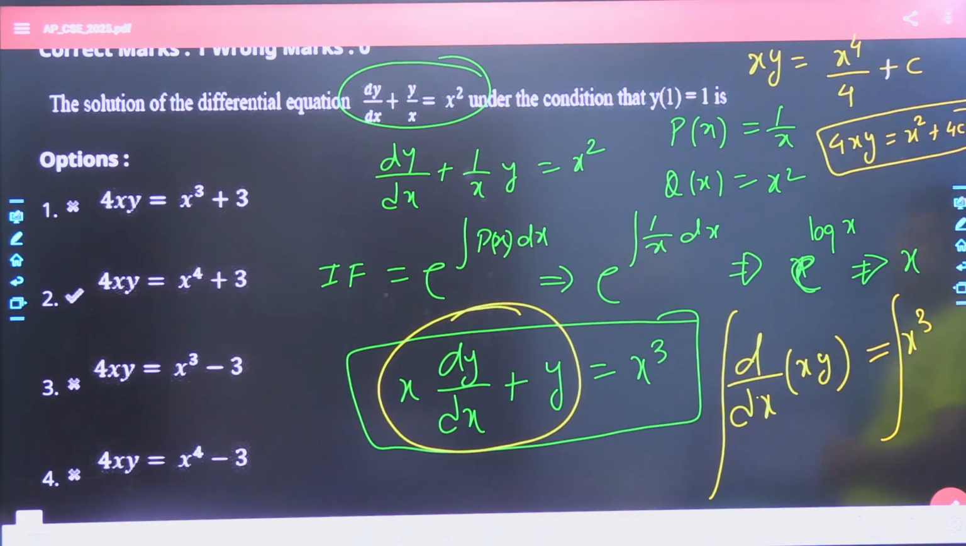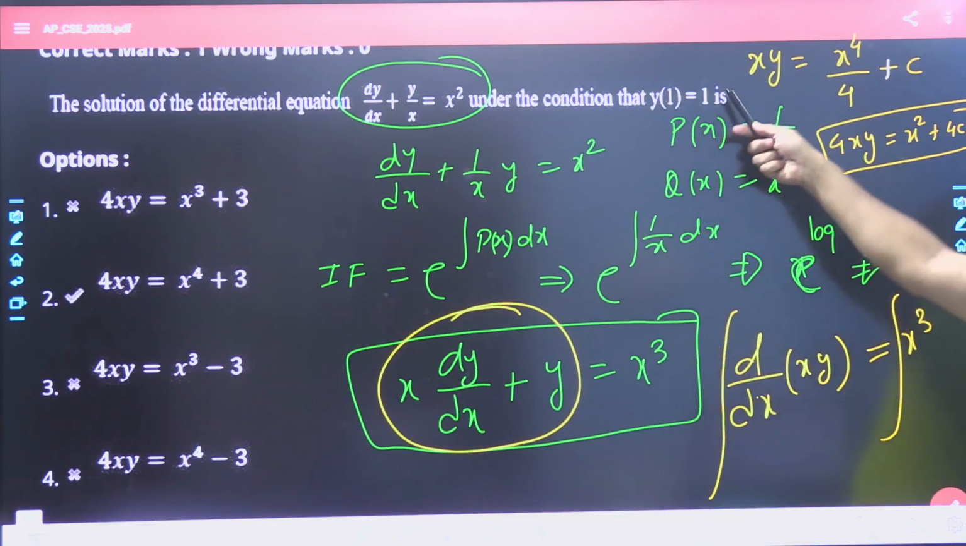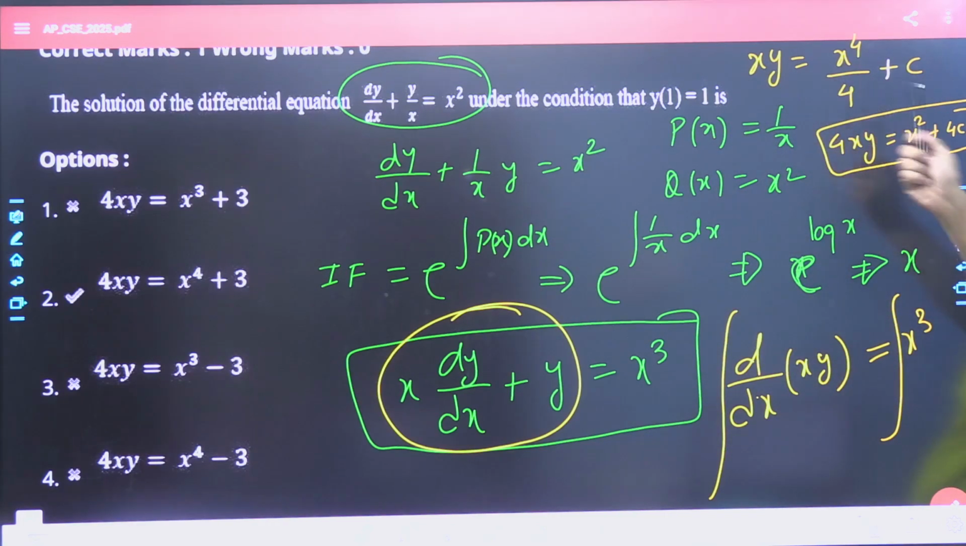Now we can compute the value of c. So we know that the value is x is 1, y is 1. Just put that value here. So the value of c is what? If the value of x is 1, we are putting the value 1 here and 1 this side. So the value of c becomes 3 by 4.